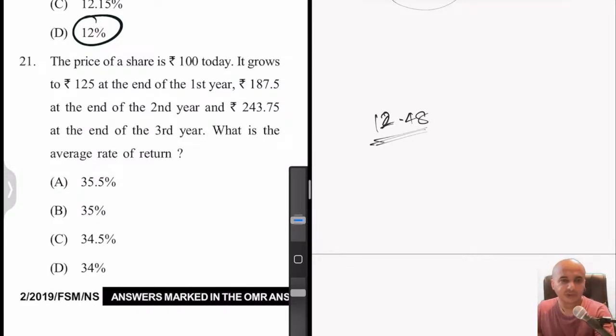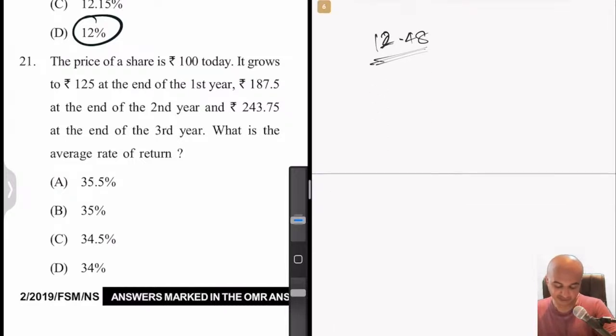Moving on. Question number 21. The price of a share is 100 today. It grows to 125 at the end of first year, 187.5 at the end of second year, and 243.75 at the end of third year. What is the average rate of return? First year, second year, third year returns are there. Based on that, we can easily identify the average.